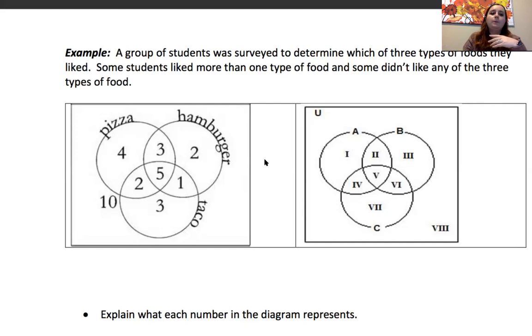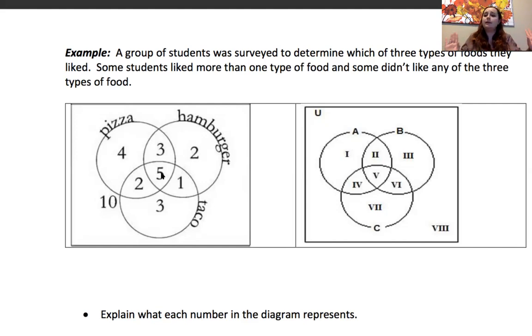So when we talk about in a three circle Venn diagram, if we talk about, hey, how many people like two of them, you have to look at the big circles. So if we look at the pizza circle here and the hamburger circle, where do they overlap? They overlap with the 3 and the 5. So 8 people then like pizza and hamburgers. 8 people.